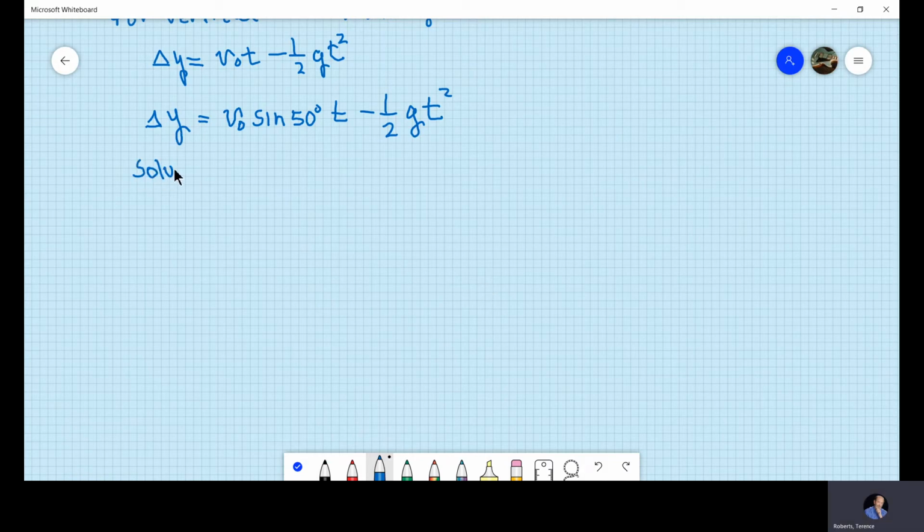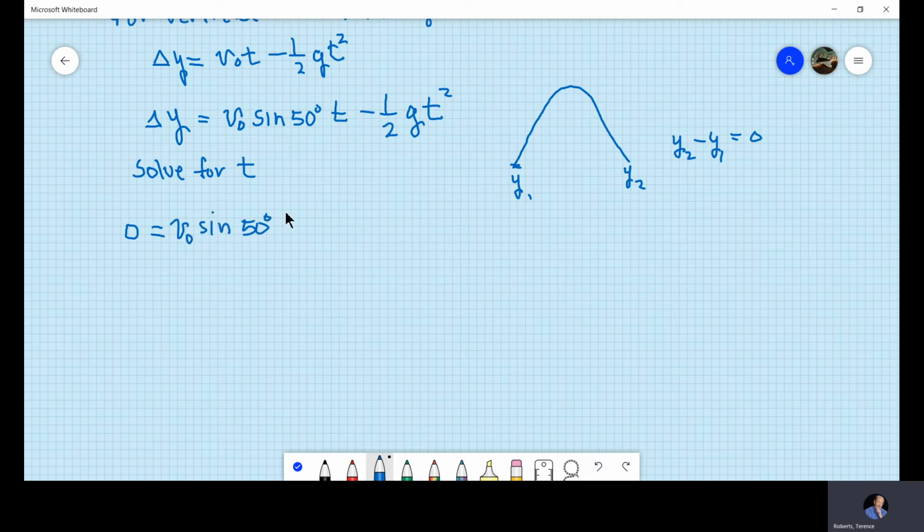So solve for t. Okay, so let's take a look at, first of all, we have a projectile that comes up, comes back down, okay? This would be the first position of y. This would be the second position of y. y2 minus y1 is equal to 0. So now let's look at our equation. v sub naught sine 50 degrees t minus 1/2 g t squared. So now we need to solve for t.